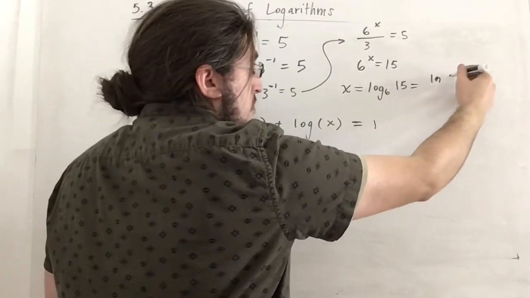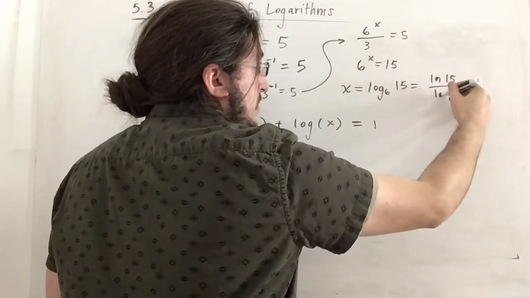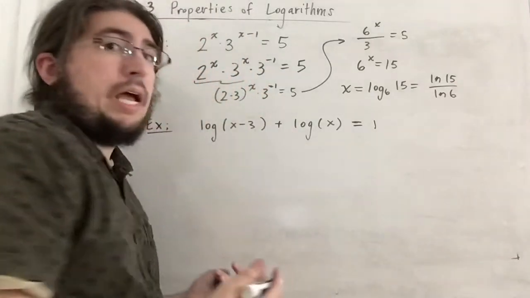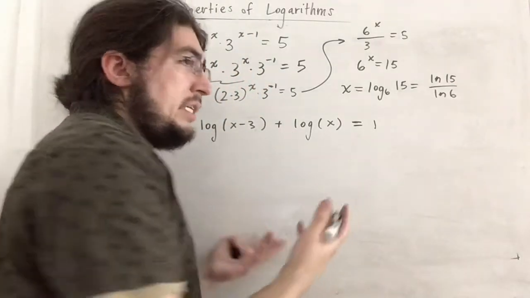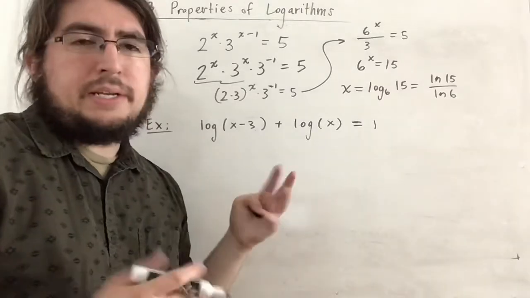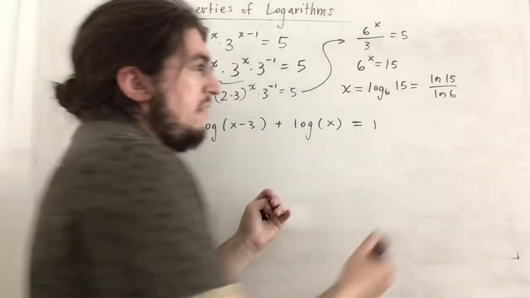And then if you want to use your calculator along with change of base, I'll use ln in this case. Let's see what we get. Using my calculator and approximating to 3 decimal places, I got 1.511.